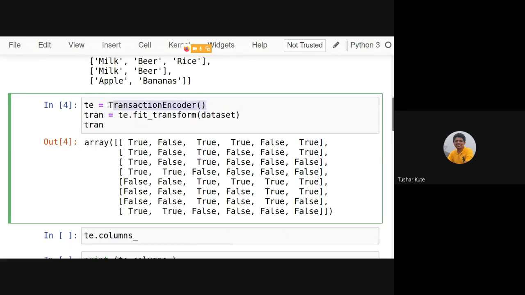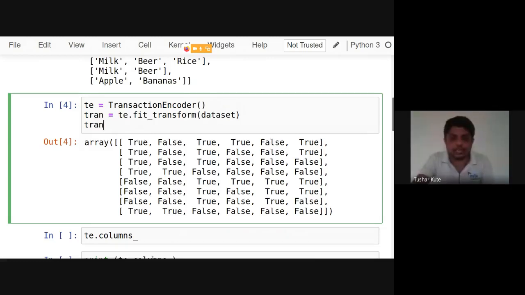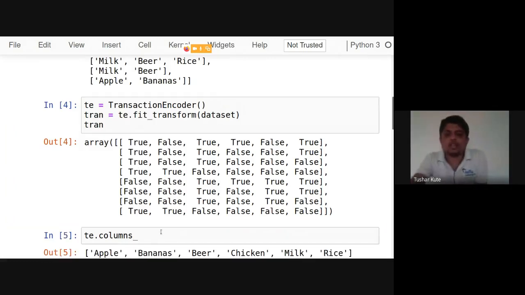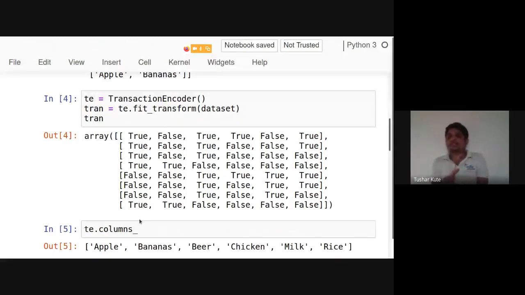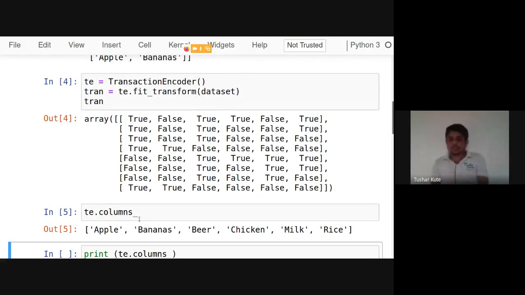Here, an object of this class is created, and then I'm using the fit transform method to apply the transaction encoding, and I got this trans. How is it done? Structured data is now created. But what's the meaning of it? See how many items there are; that is the number of columns. There are 6 items: apple, bananas, beer, chicken, milk, and rice.